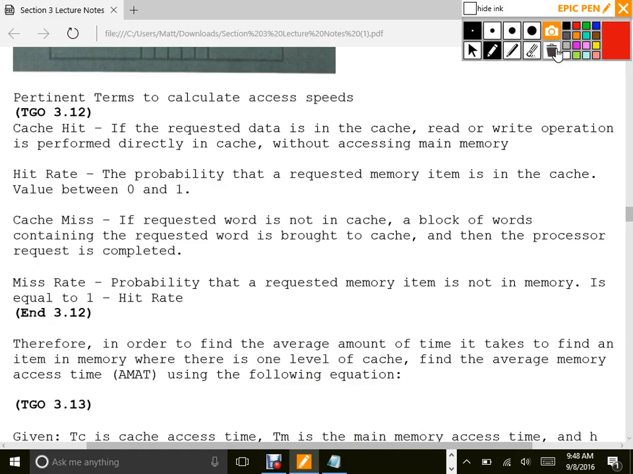And so what we're using all of these terms to calculate is something called average memory access time. If I have a number of different levels of cache, I want to be able to figure out what my average memory access time is based on the probability of a cache hit at each level. What's the probability that I'm not going to find it in the registers? What's the probability I'm not going to find it at level 1? What's the probability I'm not going to find it at level 2? And then what's the probability I'm not going to find it at level 3?